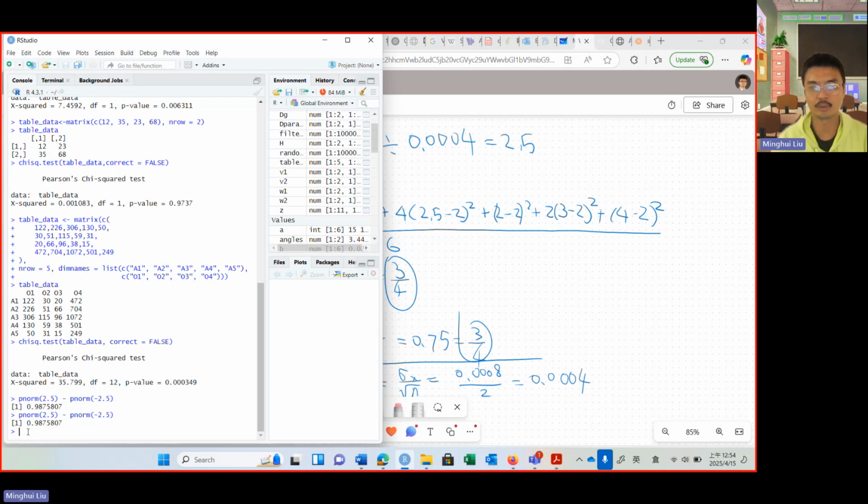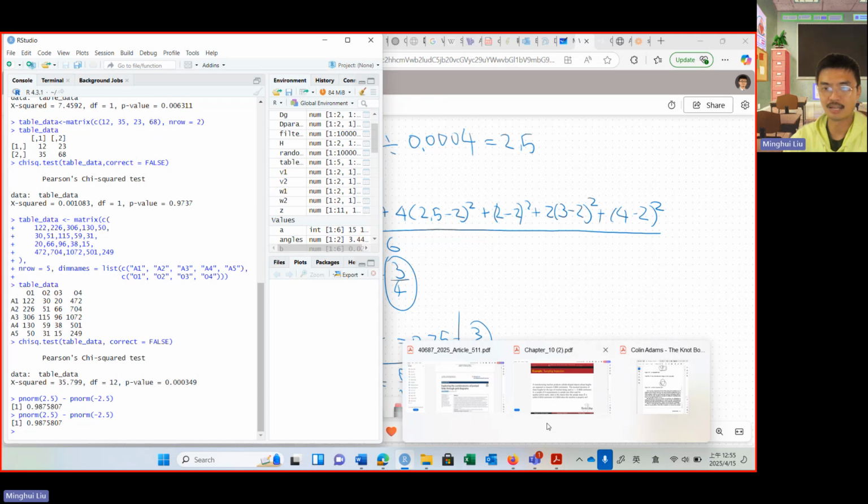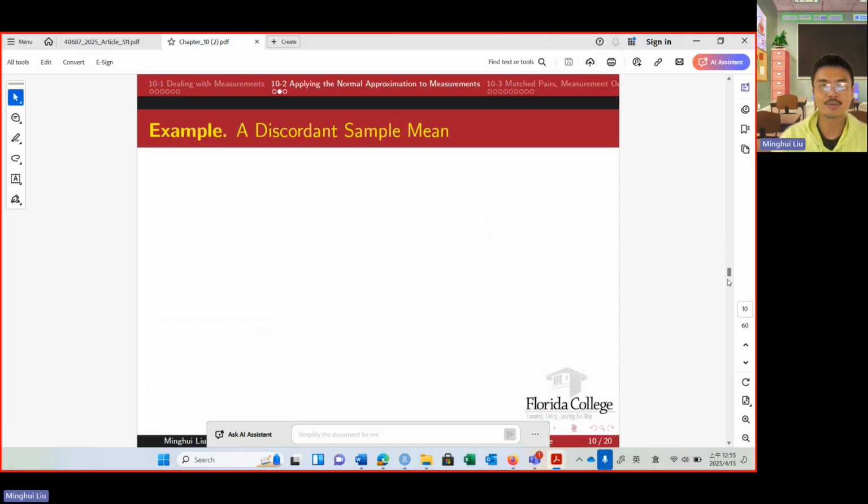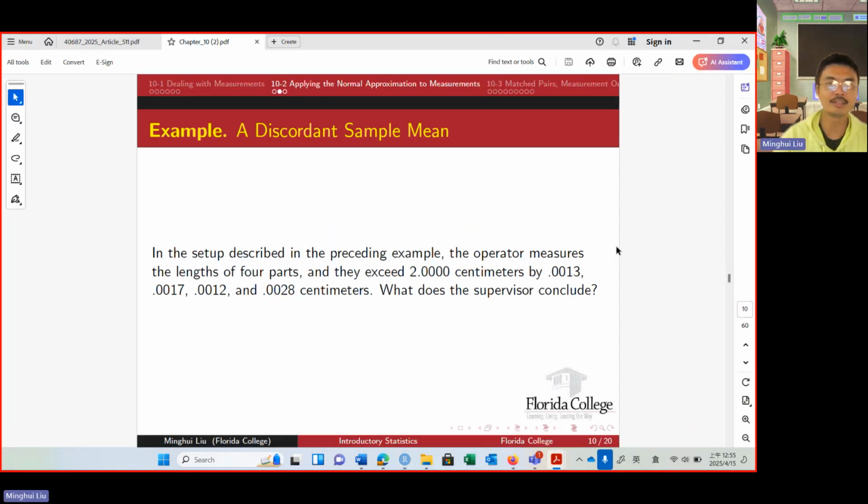0.988. Or in other words, in about 98.8% of the time, this should be the case. So if you observe something that's different, that probably indicates that there's something wrong with your machine, because that's not very likely. Though it's possible, but it's not likely. And there's also another example.